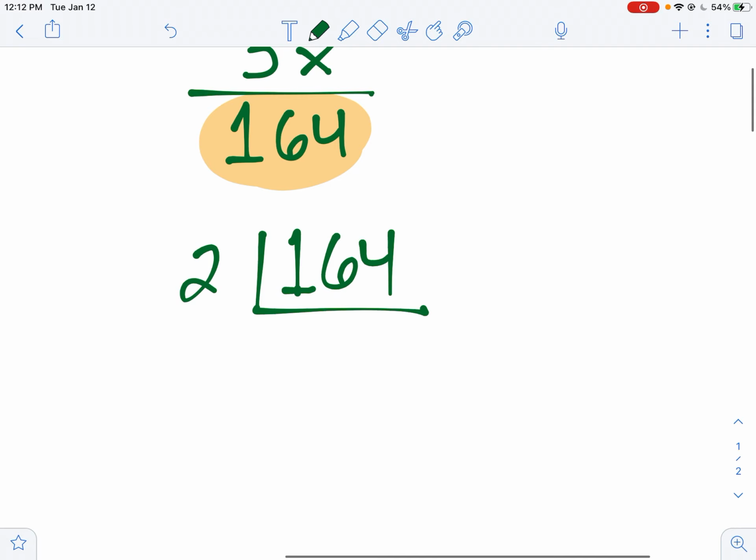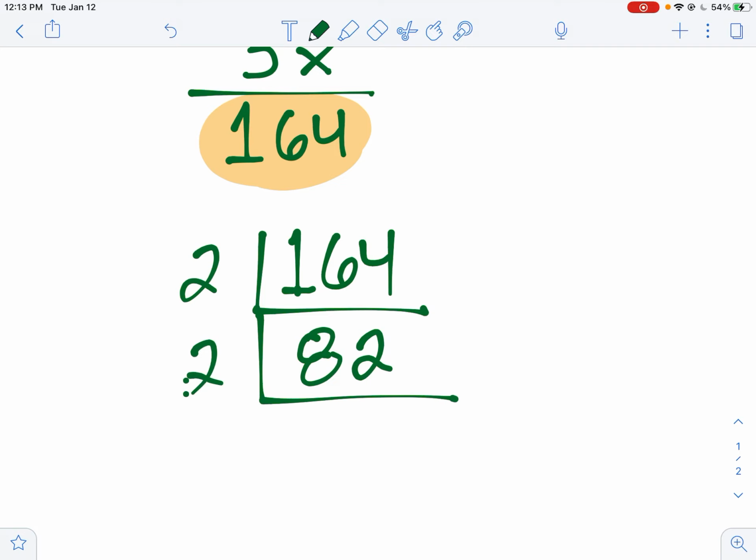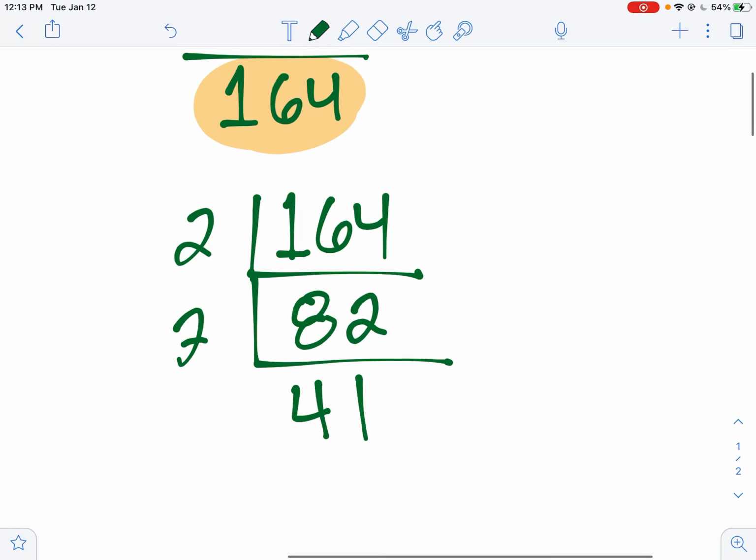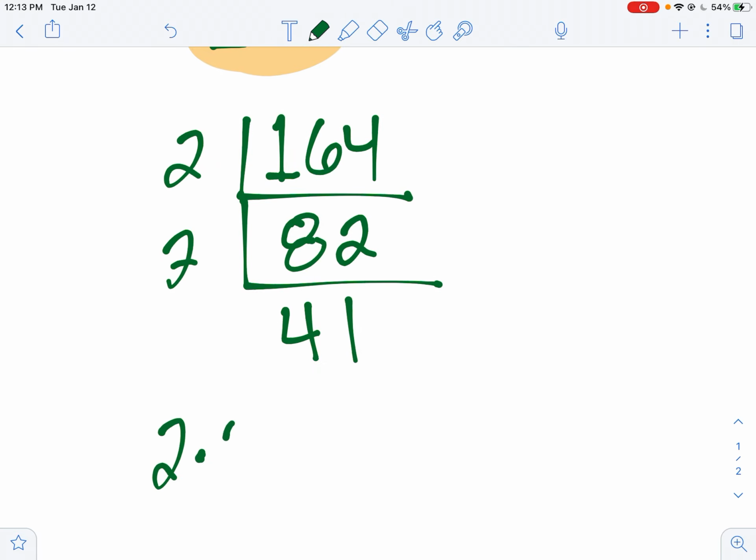All right, so if I divide 164 by 2, I get 82. Okay, what can I divide 82 by? I can divide 82 by 2 again. Why not? And then I can keep going. Let's see, 82 divided by 2 gives me 41. And frankly, I can't go any further with this. So then my prime factorization would be 2 times 2 times 41.